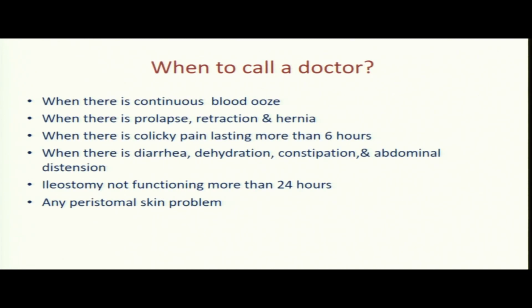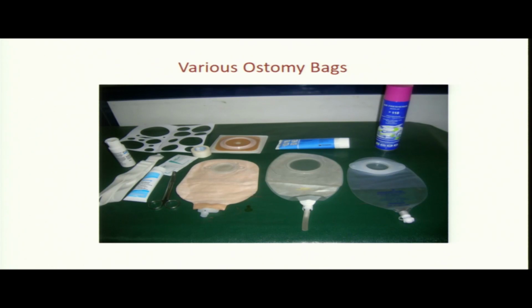When to call a doctor? When there is continuous blood ooze, when there is prolapse, retraction and hernia, when there is a colicky pain lasting more than 6 hours, when there is diarrhea, dehydration, constipation and abdominal distension, ileostomy not functioning for more than 24 hours, any peristomal skin problem needs a call to the doctor.